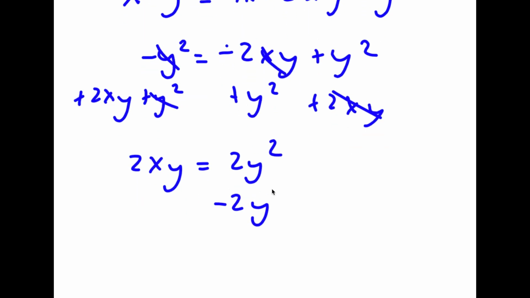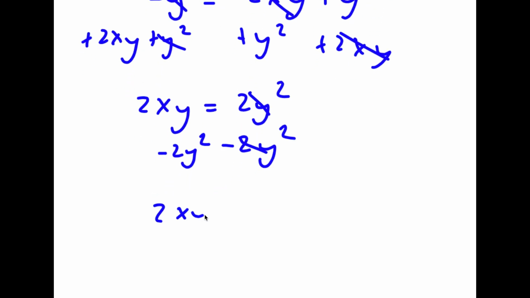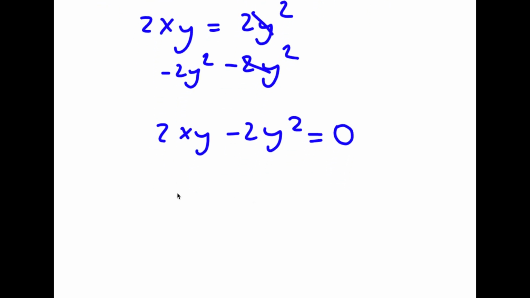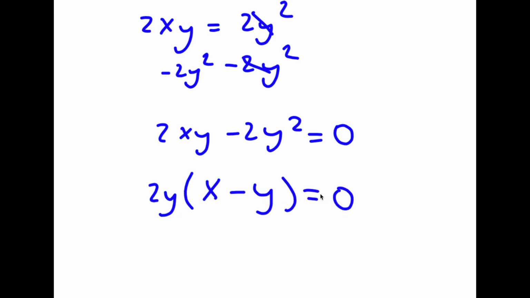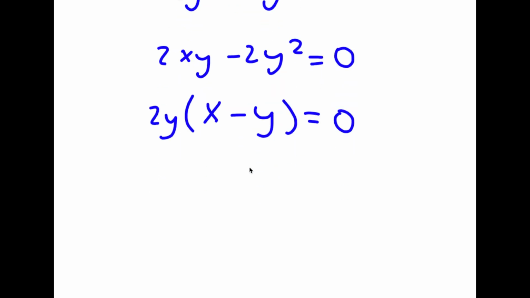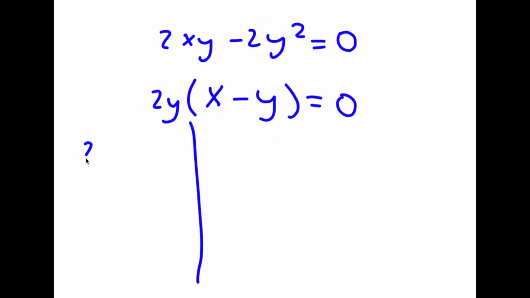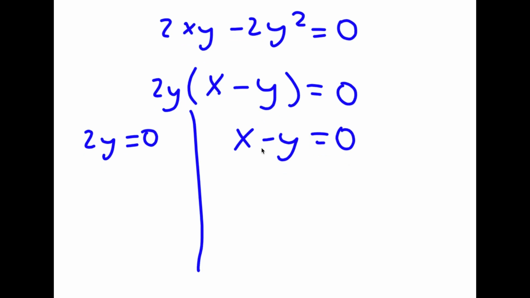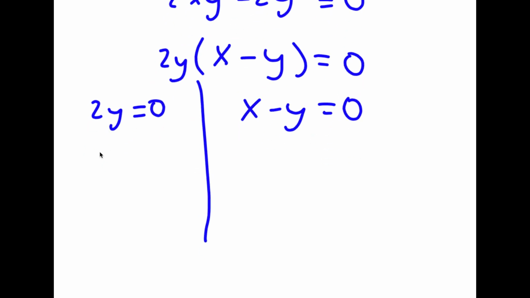These two cancel out, these two cancel out, and I have 2xy is equal to 2y squared. Now I'm going to subtract 2y squared on both sides. These two cancel out, and I get 2xy minus 2y squared is equal to 0. Now I can factor out 2y. So now I have 2y times x minus y is equal to 0. So now this gives me two equations. I have 2y is equal to 0, and I also have x minus y is equal to 0. So for 2y equals 0, this means that y is equal to 0.